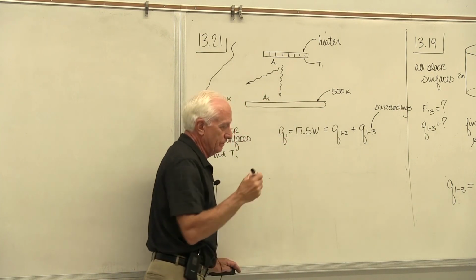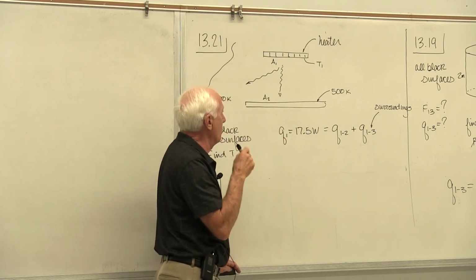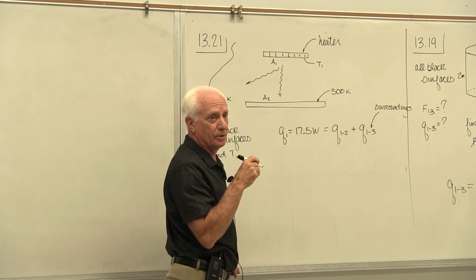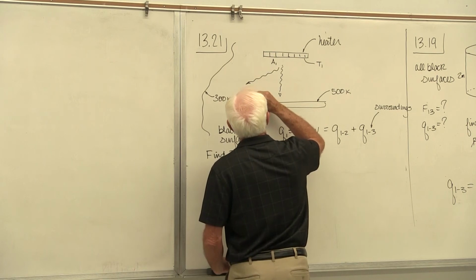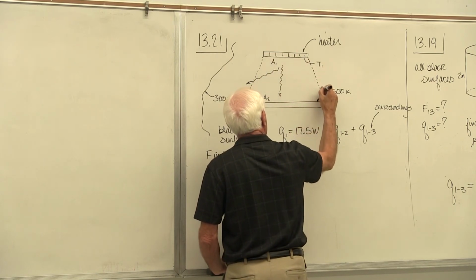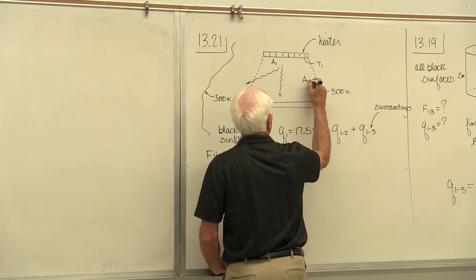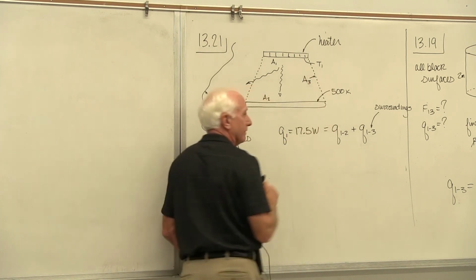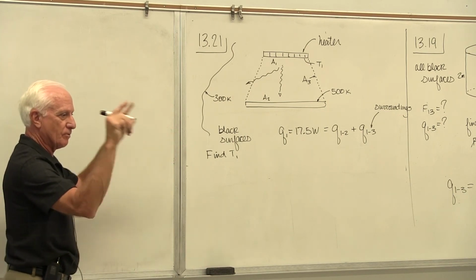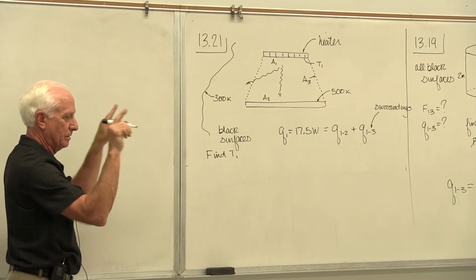And don't forget, these are enclosures. If you want to make an enclosure out of it, you put in a fictitious surface. Here's the dashed line. And you say, you know what? I'm going to call that A3. It's circular, part of a cone, circular.